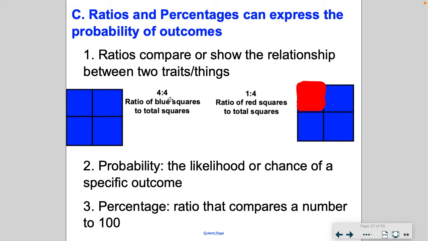And so a lot of times you can put your answers as ratios to show the relationship between two traits or things. So looking at the square, what's the ratio of blue squares to total squares? You'd say, oh, there are 4 blue squares out of 4 blue squares, so 4 to 4. Ratio of red squares to total squares, you could say 1 red square to 4, so 1 out of 4.